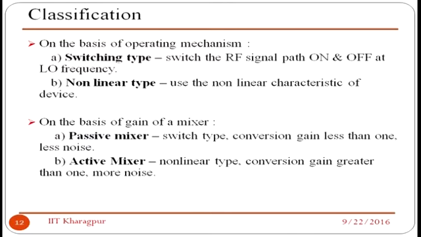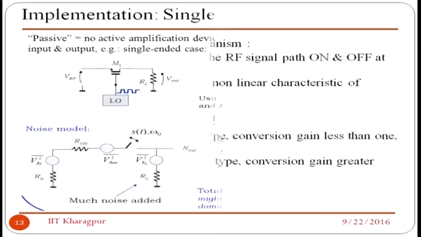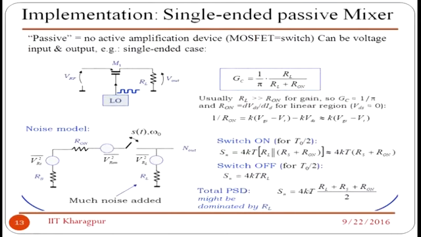Then about the classification of the mixer, there are two kinds of mixer. One is the passive one and the other is the active one. We will talk about the active one more, where you have two kinds of mixing: one is called the switching type and the other is the nonlinear type. And look here, a single-ended passive mixer. This is RF in and the MOS is driven by the local oscillator.